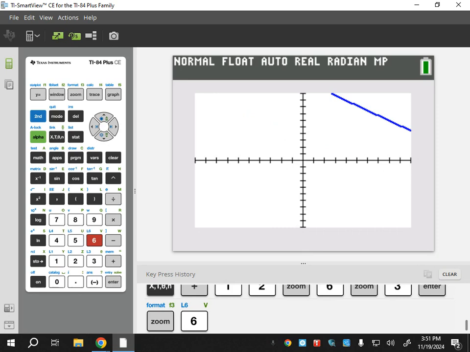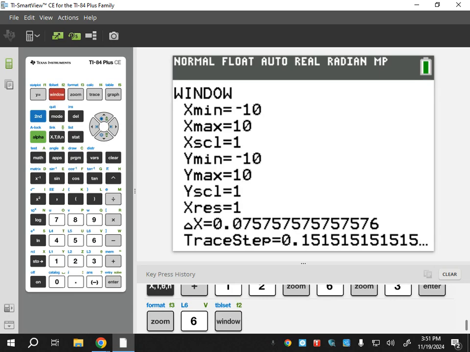To adjust the window, we're going to push the window button, and we're going to change our scale of our picture. So our x-min right now in the standard window is negative 10. Okay? So I'm going to say let's do a negative 2. Now some of you might be noticing, oh, Ms. Dasso, you didn't use the negative button, you used the subtraction button. I want to show you what happens.